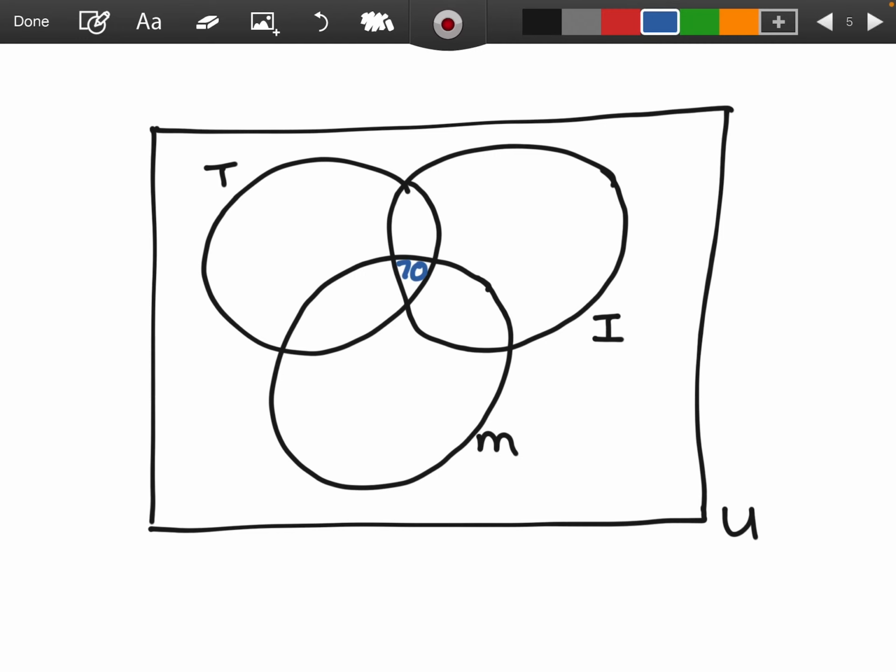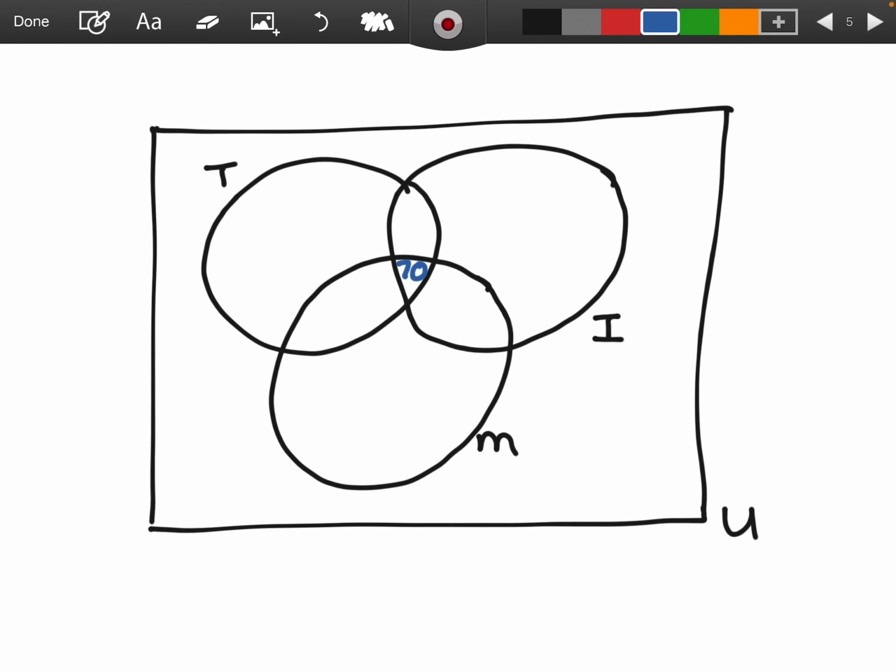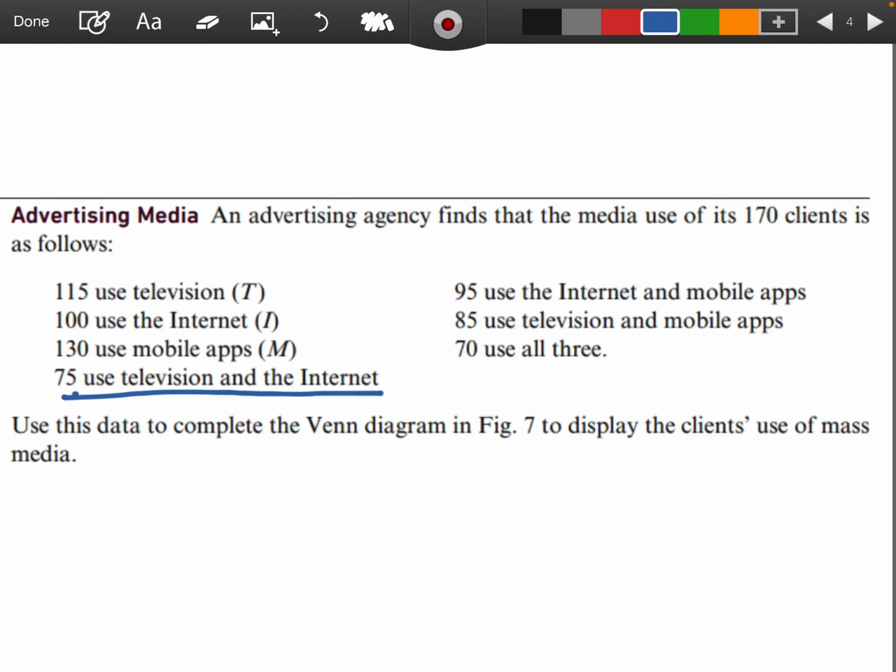So we know that there are 70 people that use all three. So I'm going to put 70 in the middle. Okay. Then we'll go with the top intersection here, the TV and the internet. Let's go back to our problem here. It tells us that there are 75 people that use television and the internet. Well, 70 of those 75 actually use the mobile apps as well. They use all three. That tells me that only 5 people use television and the internet, because the other 70 use all 3. So I know that I'm going to have a 5 in there.